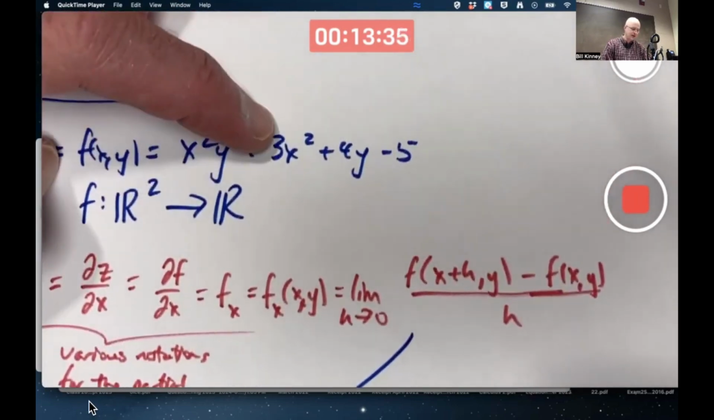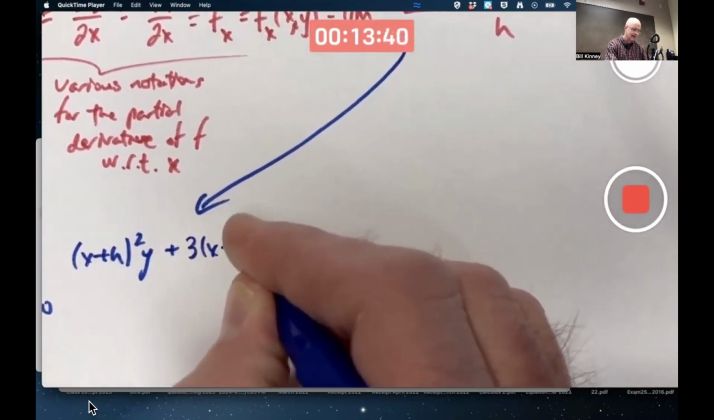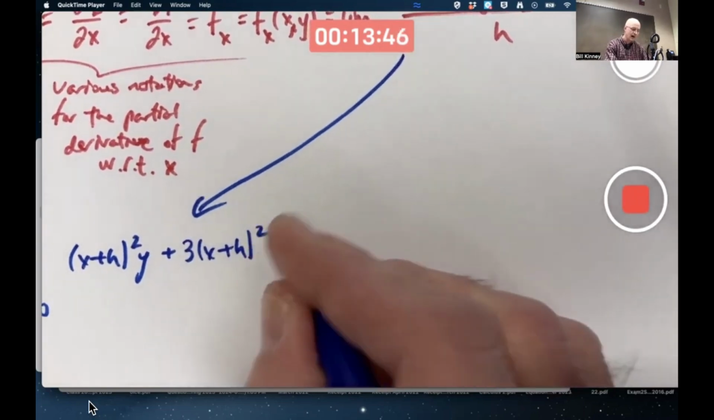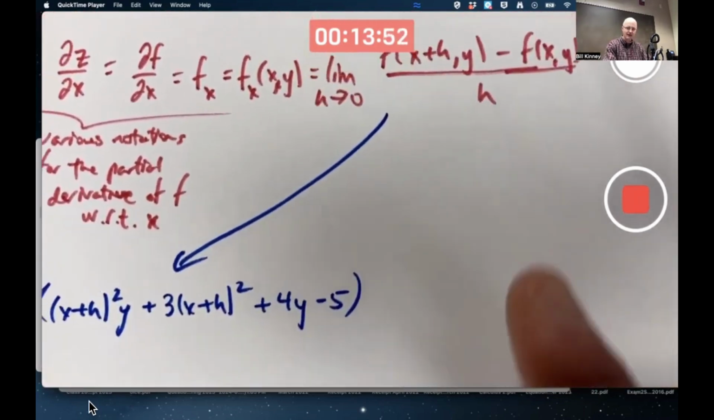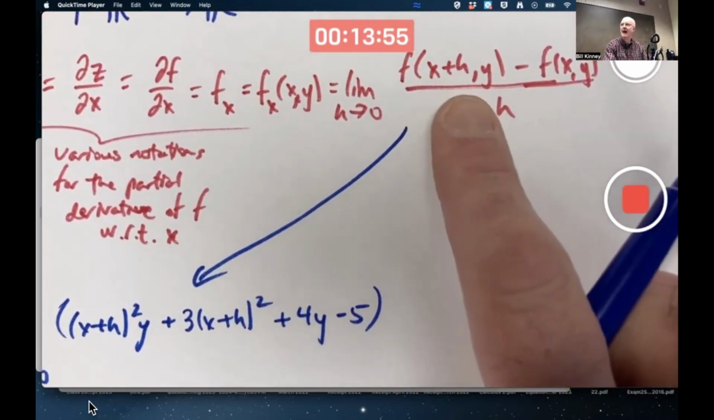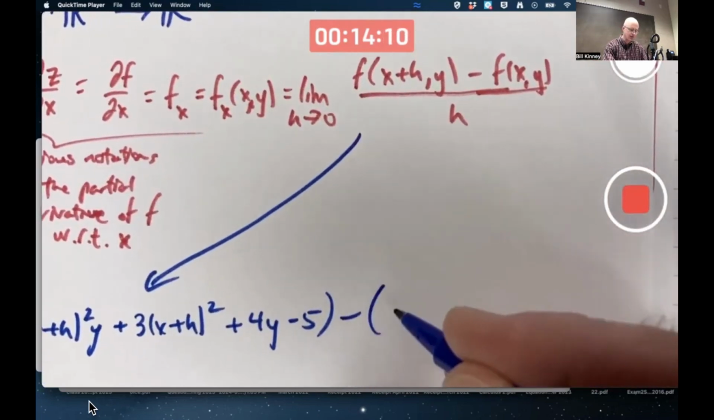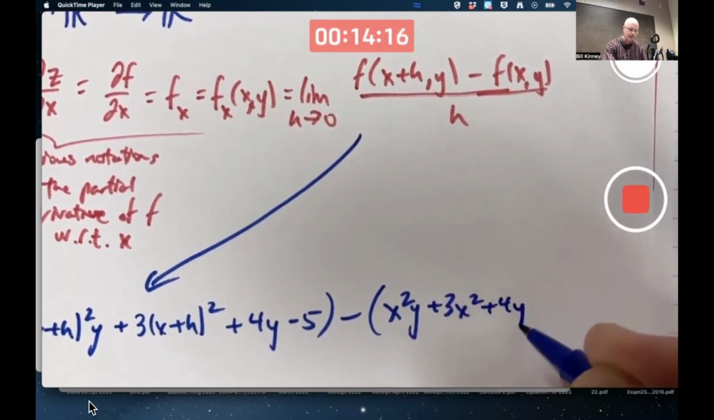Plus 3 times the quantity x plus h squared. At least it's a quadratic there and not a cubic. Plus 4y minus 5. All that is f of x plus h comma y. Right? In the original formula, I replaced all the x's with x plus h and left all the y's as y's. Now I have to subtract f of x, y, so that's the original formula: x squared y plus 3x squared plus 4y minus 5.